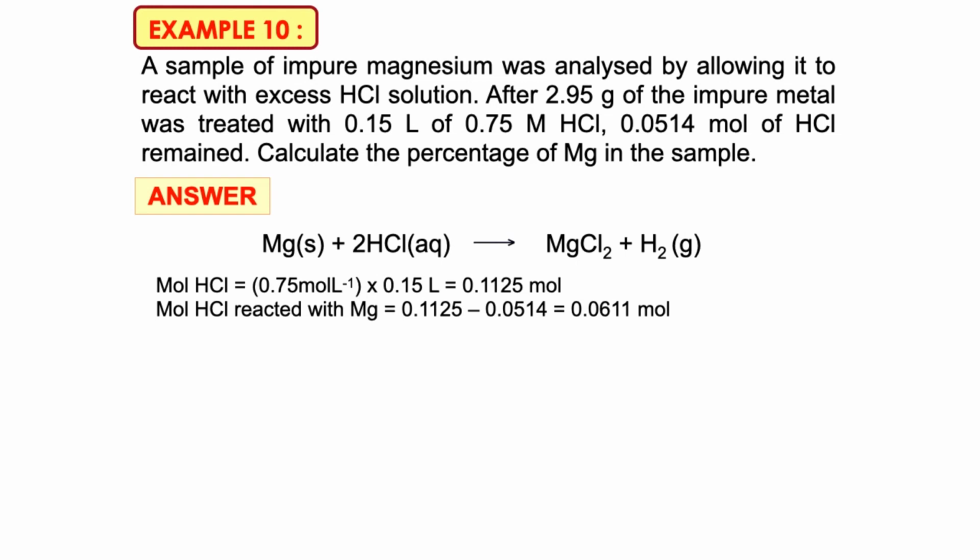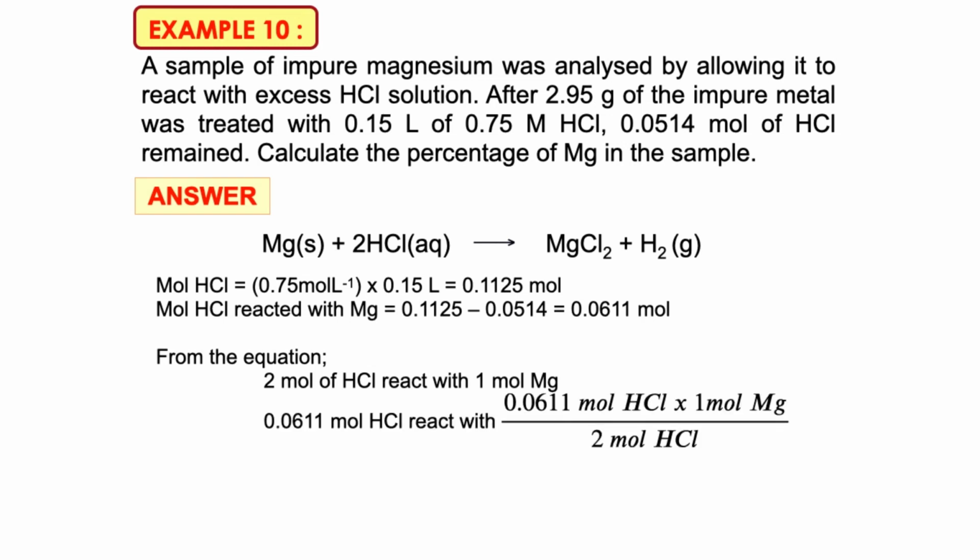While for the mole of the HCl reacted with the magnesium, the mole of the HCl 0.1125 mole minus 0.0514 mole, that one is the mole of the HCl remaining given in the question. So it is 0.0611 mole. From the equation, 2 mole of the HCl react with 1 mole of magnesium. Then 0.0611 mole of the HCl react with 0.0306 mole of magnesium.